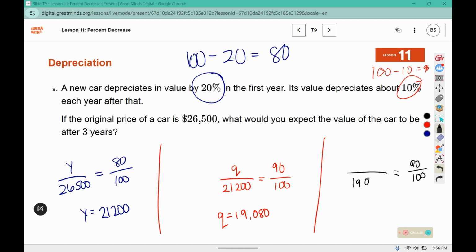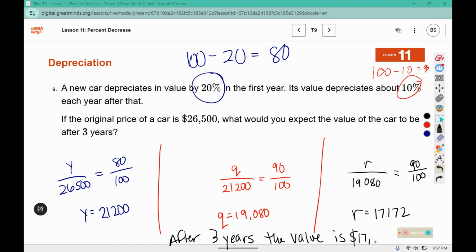And then for year 3, it's going to decrease another 10%, so 90% of its value. Cross multiply and divide. So now the car is worth $17,172. So after 3 years, the value is $17,172.